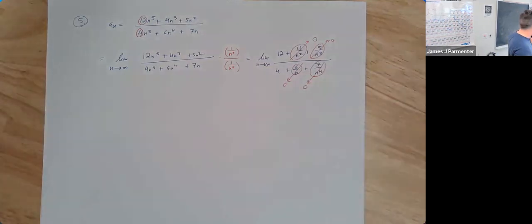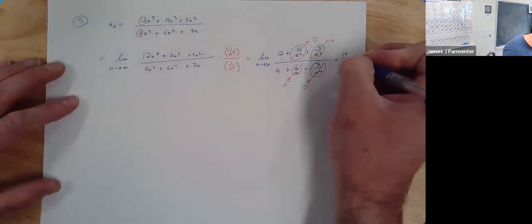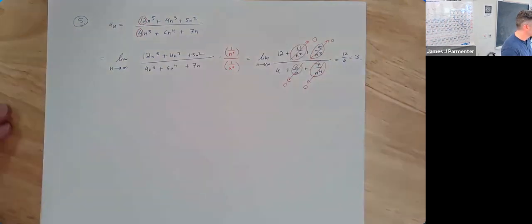Now I should stress that only happens as n goes to either infinity or to negative infinity. Later on, when we start doing limits where x approaches 3, we can't say that something divided by x to a power is going to go to 0. Only if x is getting infinitely large or negatively infinitely large. So this ends up being 12 over 4, which is 3.